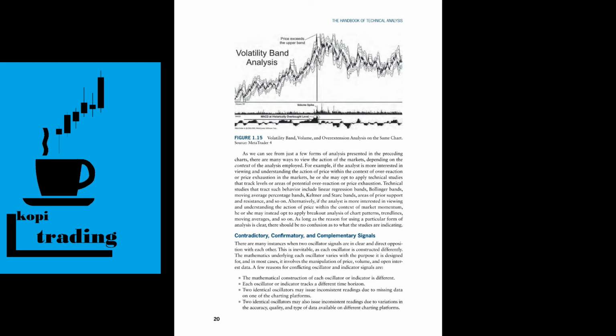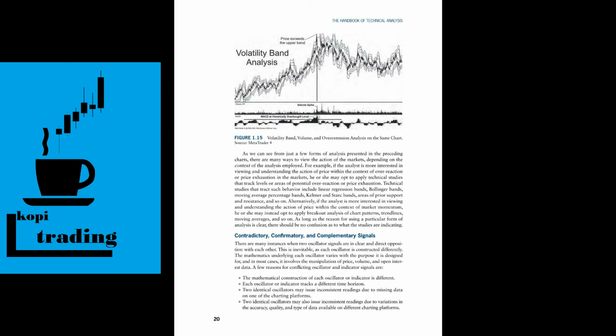Contradictory, confirmatory, and complementary signals. There are many instances when two oscillator signals are in clear and direct opposition with each other. This is inevitable, as each oscillator is constructed differently. The mathematics underlying each oscillator varies with the purpose it is designed for, and in most cases, it involves the manipulation of price, volume, and open interest data.